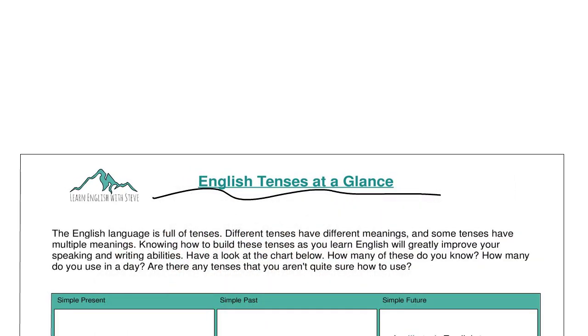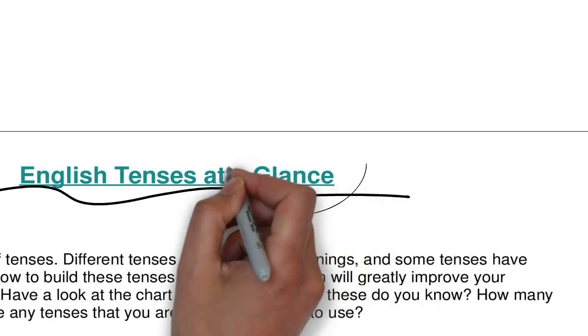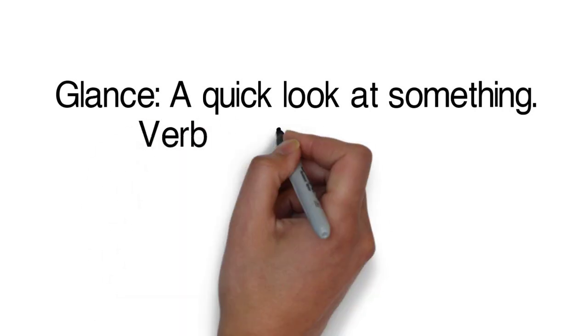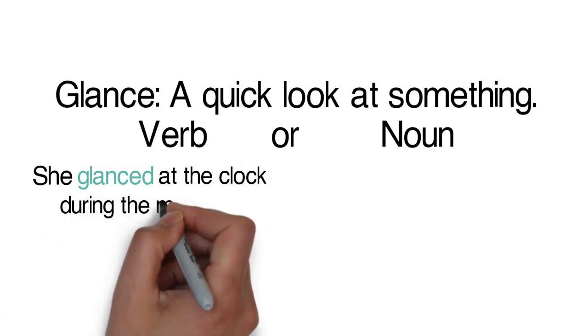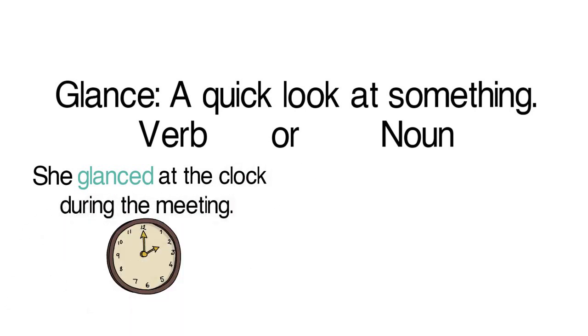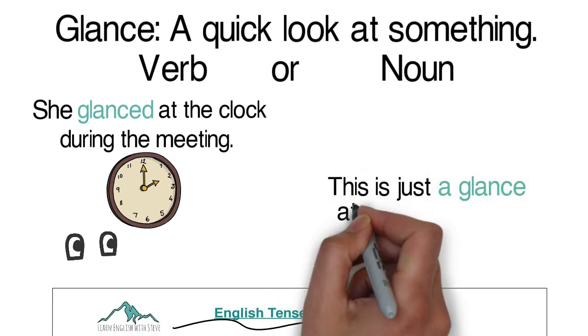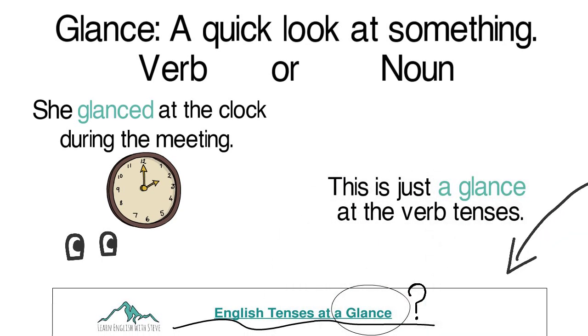English tenses at a glance. So, what does glance mean? A glance is a quick look at something. It can be used as a verb or a noun, just like the examples here. She glanced at the clock during the meeting. This is just a glance at the verb tenses.